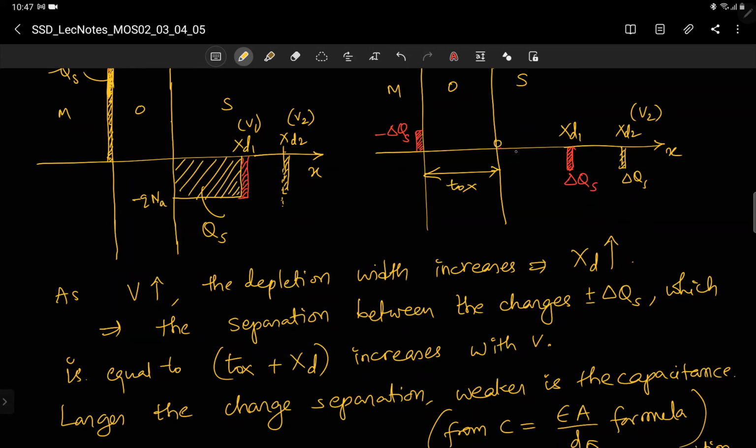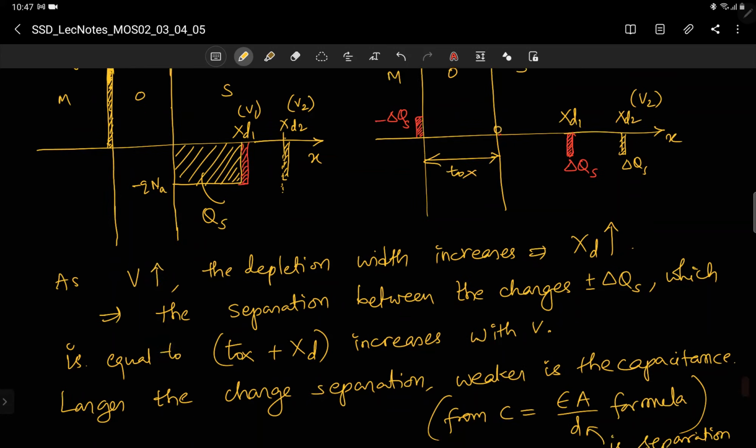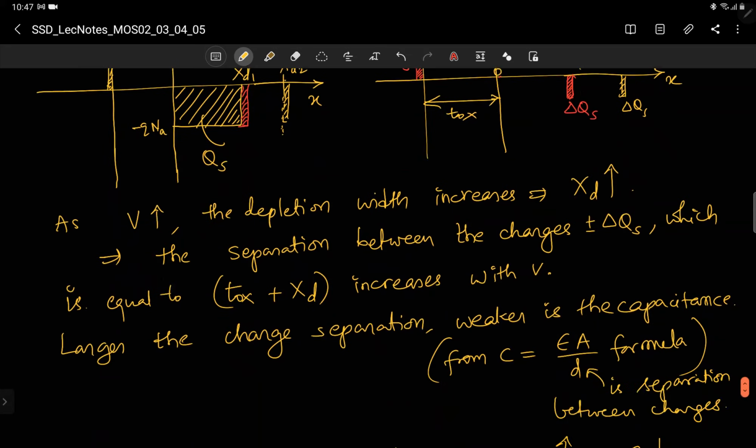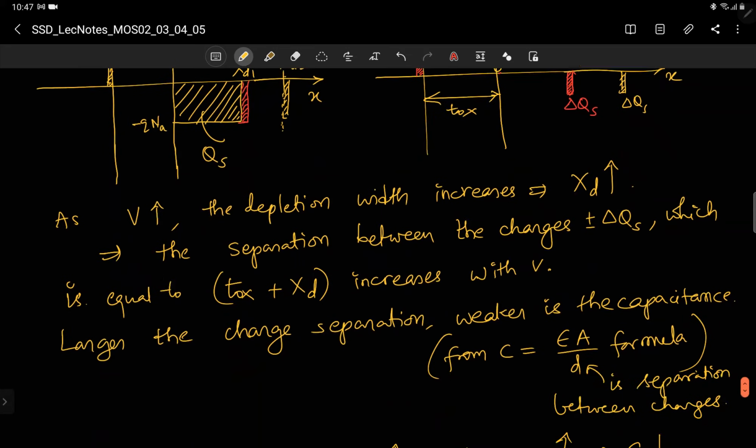Okay, and this is 0. So this is xd. So the separation between the charges is Tox plus xd. So the larger the charge separation, the weaker the capacitance. From the simple capacitance formula, epsilon A by D, you know that D is the separation between charges. So if charges are separated by a large distance, then the capacitance will be small.